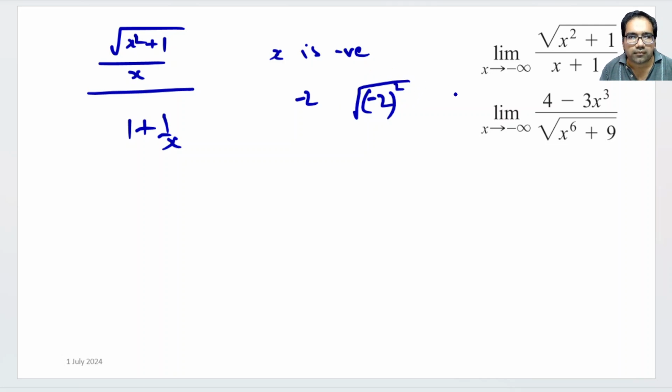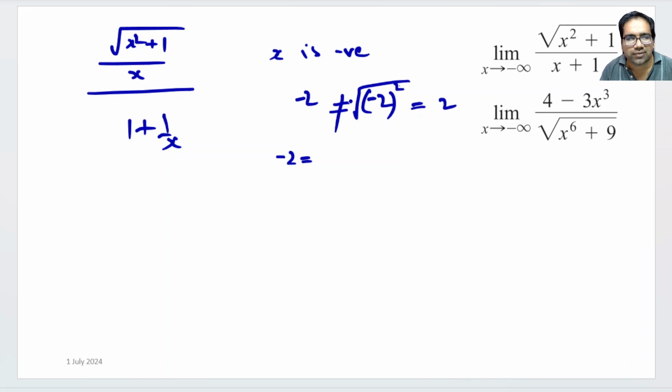Now, the square root of minus 2 whole square is 2. Please notice, the square root of 4 is 2. It is not minus 2. So what is minus 2? Minus 2 is actually minus of the square root of minus 2 whole square. Please notice the difference. Minus 2 is not equal to the square root of minus 2 whole square.